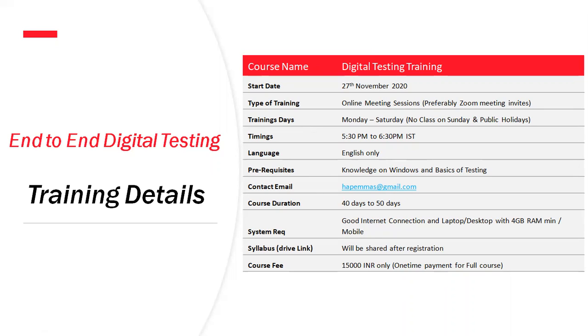Every tranche will take around 1 month each. So I have combined both the tranches, and the course fee has been reduced to 15,000 from 20,000. This is a one-time payment of the course fee.